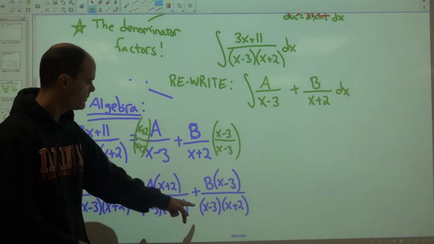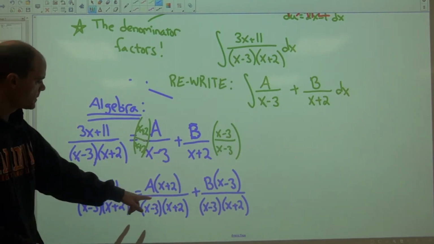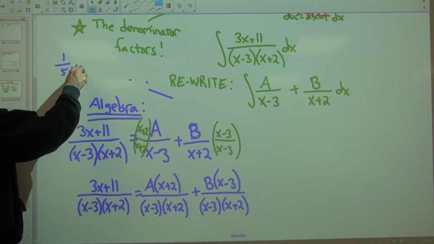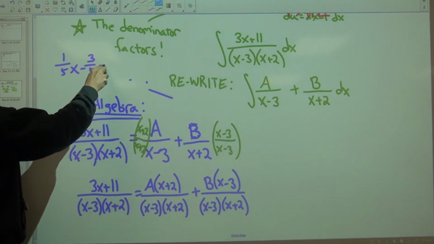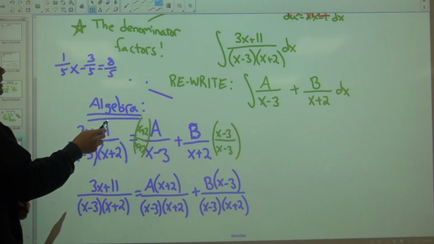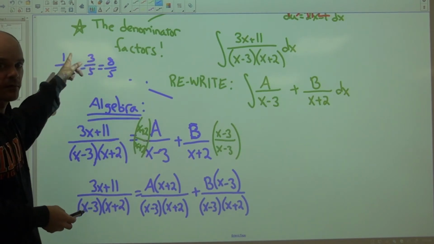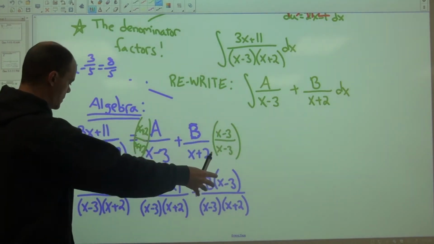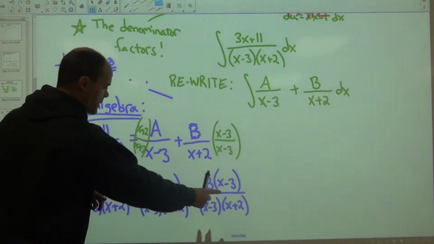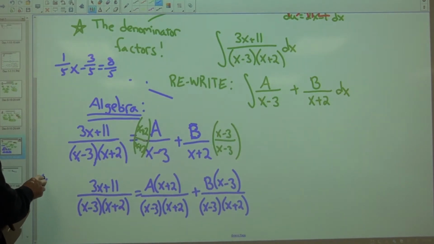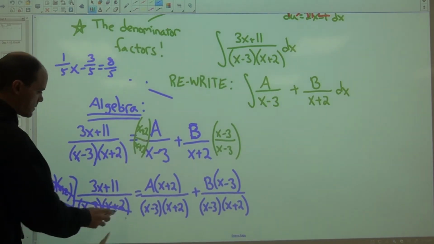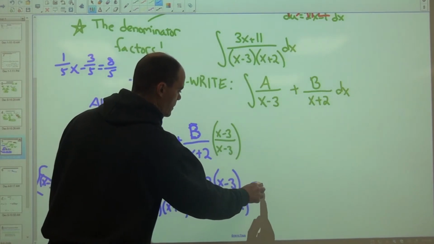Well, now every one of these terms is divided by the same thing. So if I had 1/5 x minus 3/5 equals 8/5, you guys see how I could multiply both sides by 5 and all the fifths would cancel? So I'm going to multiply both sides of this equation by the denominator. On the left, cancel, cancel. And I'm going to multiply on the right.